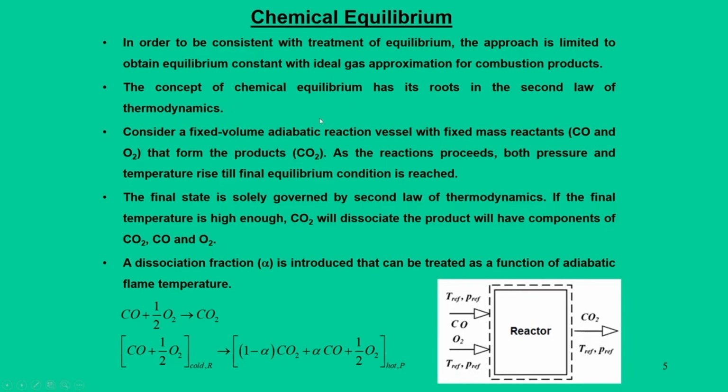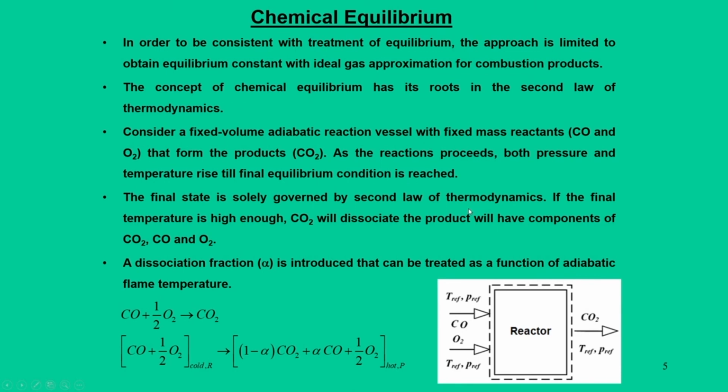Now, to demonstrate this fact, let us consider a fixed volume adiabatic reaction vessel with fixed mass reactants CO and O2. So, in this reactor, there are reactants like CO and O2. They are entering this reactor at reference pressure and temperature, and side by side they are producing CO2 at the same reference pressure and temperature. As the reaction proceeds, both pressure and temperature will rise till the final equilibrium condition is reached, and the final state is solely determined by the second law of thermodynamics.